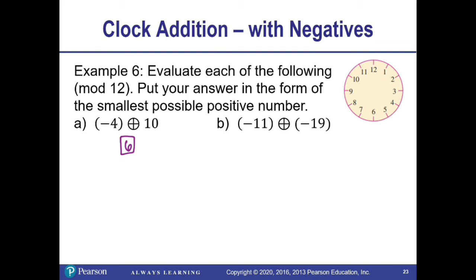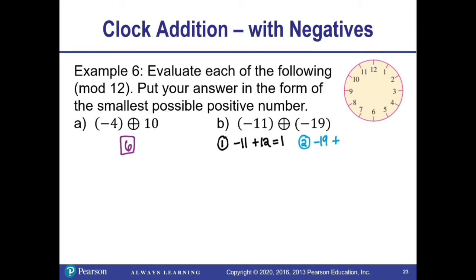But notice in part B, I have two negative numbers that I'm trying to add together. I'm going to change my negatives into positives, so I'm going to rewrite my problem. Now remember, adding 12 or a multiple of 12 doesn't change my problem. It tells me where I land on my clock. So negative 11 plus 12 is 1. So negative 11 is the same thing as 1 on the clock.